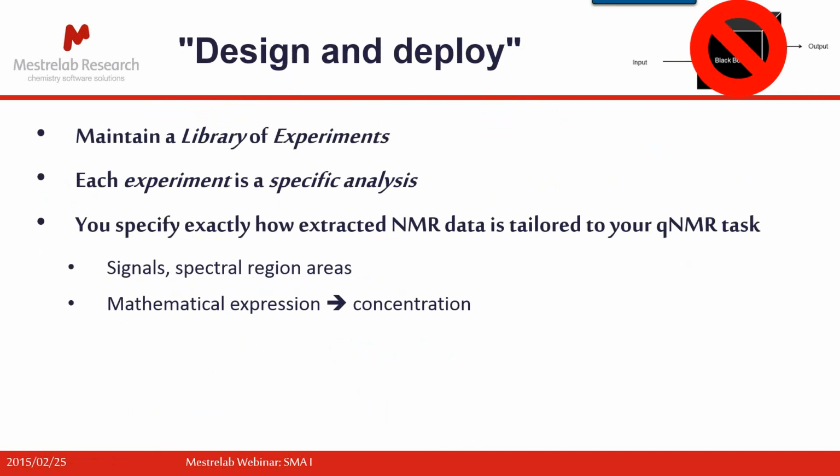Now, the whole big deal here is how you specify exactly how the extracted NMR data is tailored to your specific QNMR task. What we're going to do is allow you to specify particular signals or spectral regions, and the areas will be determined when you do the analysis. Those areas will be pushed into a mathematical expression that you will specify, and those in turn will lead to some sort of QNMR parameter like concentration or whatever it is. You'll see some examples of that.